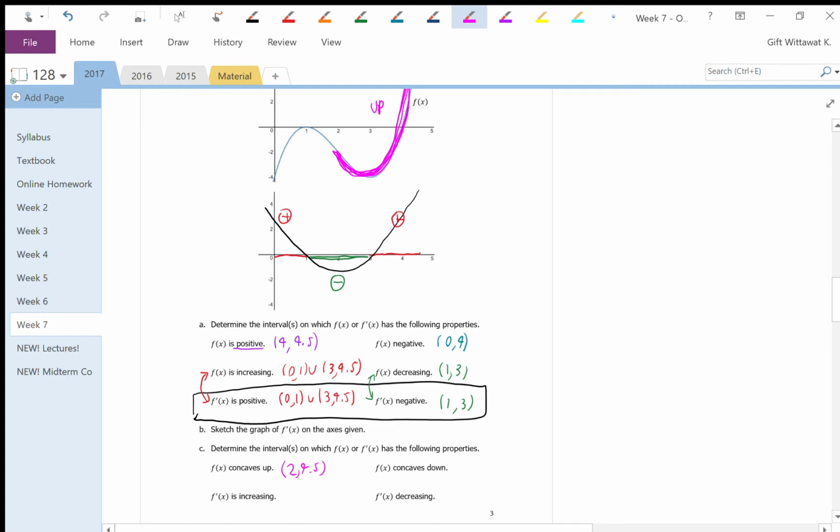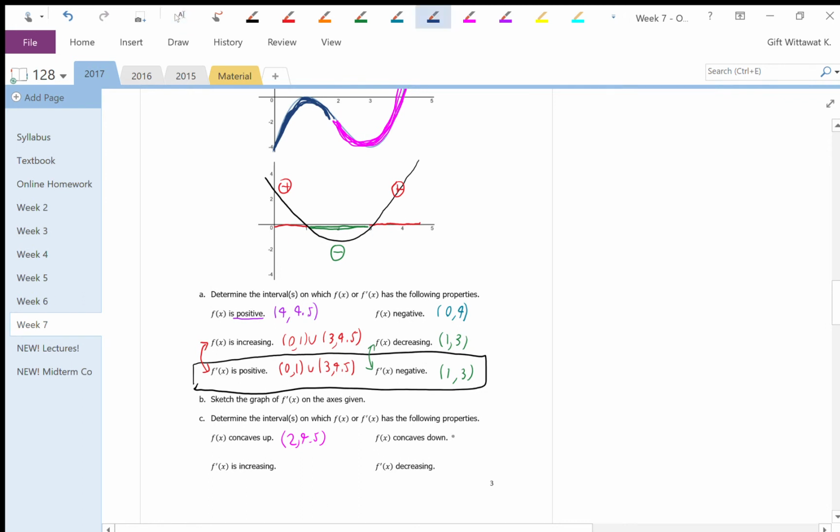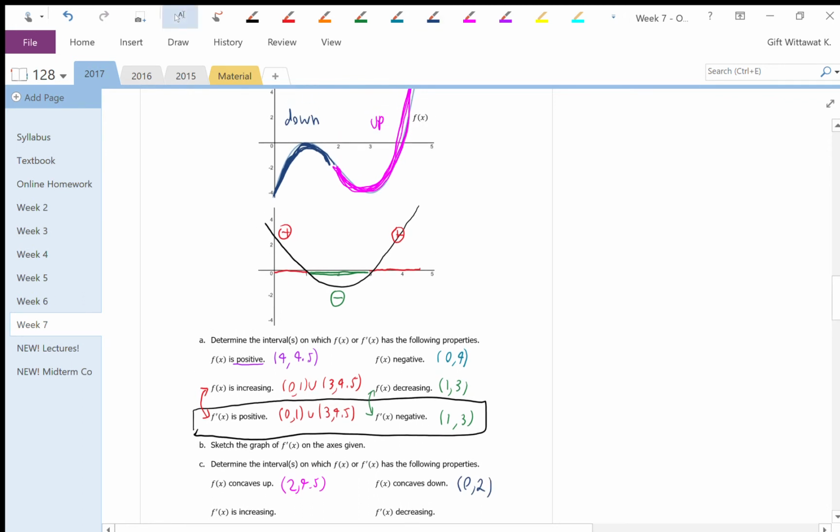And it's concave down when it looks like an N. So my graph is concave down on this other piece here, from 0 to 2. They did not ask, but let me say it anyway: this point is going to be the inflection point.